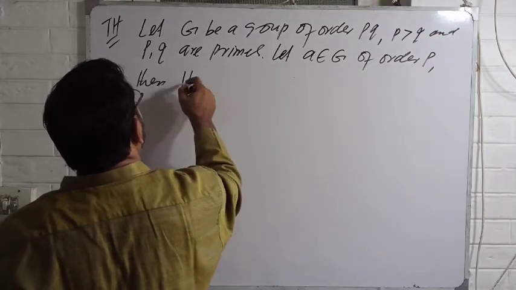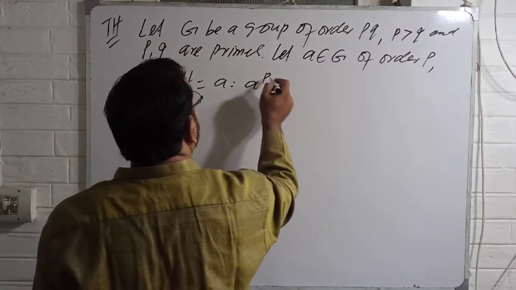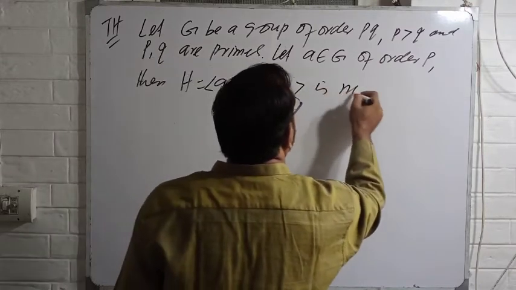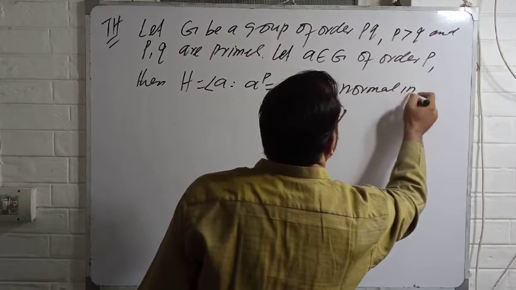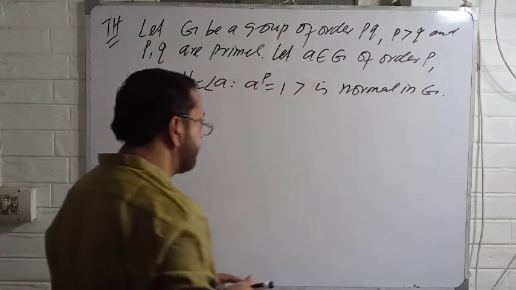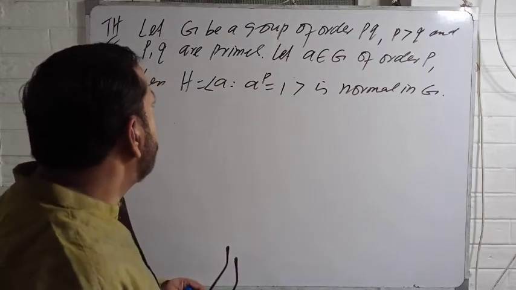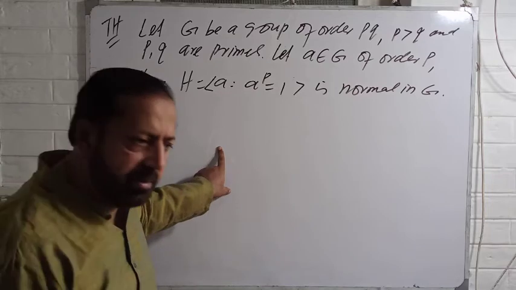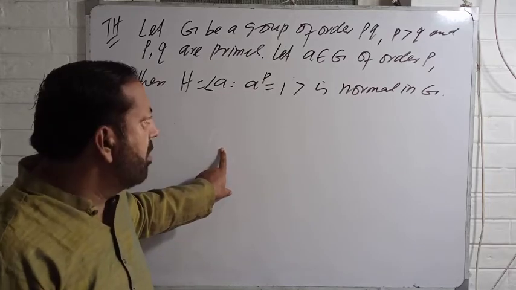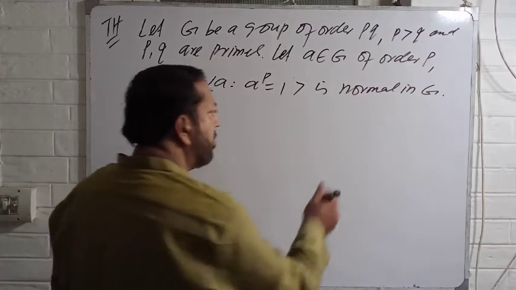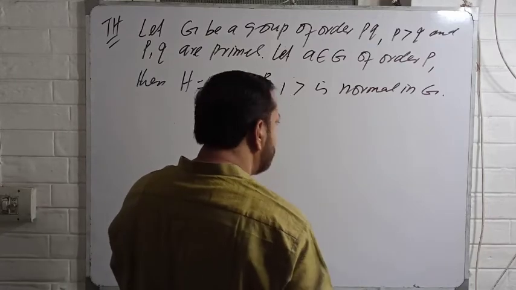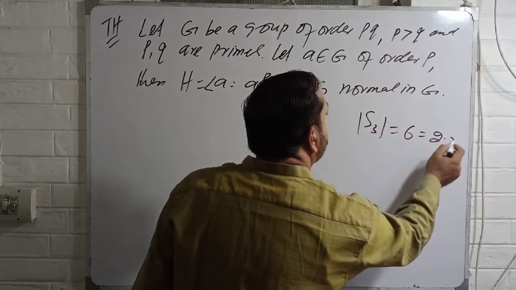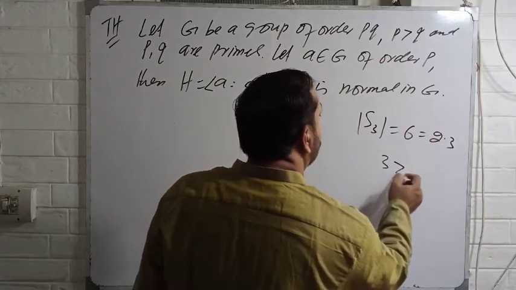Then H is equal to the set of A such that A to the power P is equal to 1, which is normal in G. Let G be a group of order PQ, where P and Q are distinct primes. You choose any such PQ, like the order of S3, which is equal to 6, which is equal to 2 times 3. And here 3 is greater than 2.